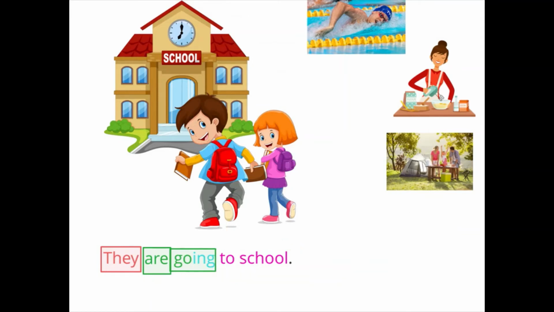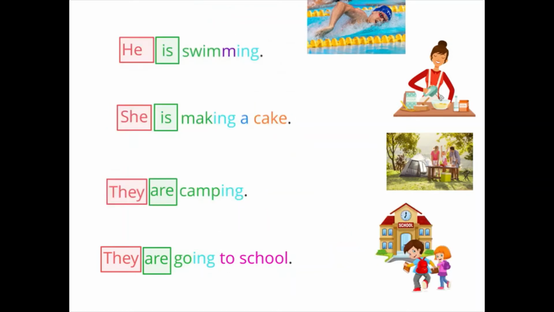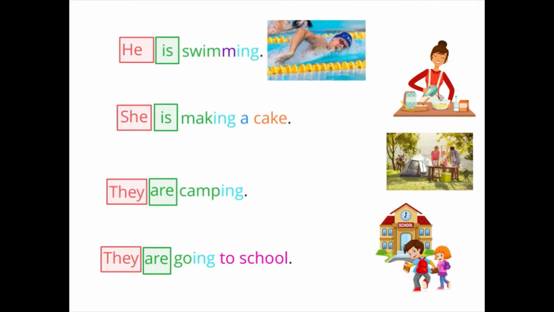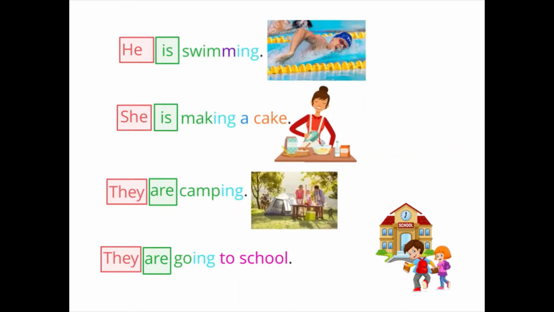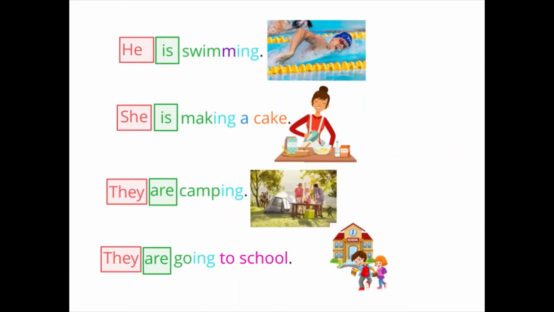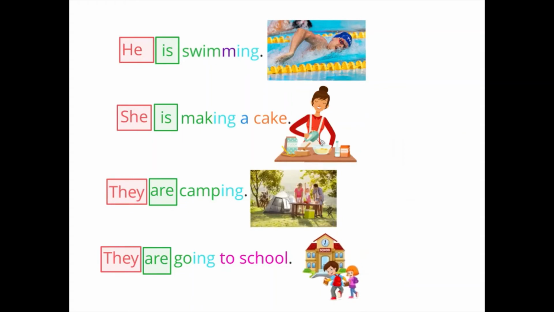So let me get rid of all of my writing. What I want to show is when we are saying going, we are probably going to use that preposition to before we say where they are going. And that is because when someone is going someplace, we want to know where they are going. That is our question. So our verbs on this page are swimming, making something, this one is making a cake, camping, and going someplace. This one is going to school.